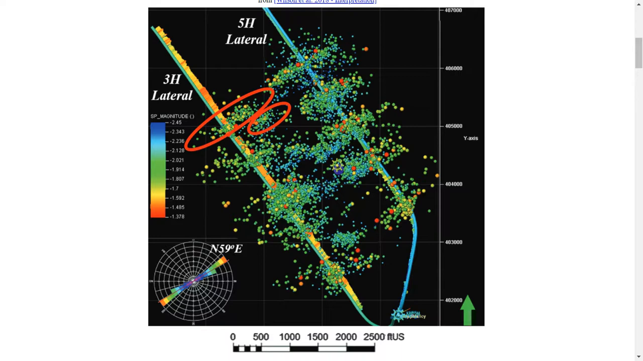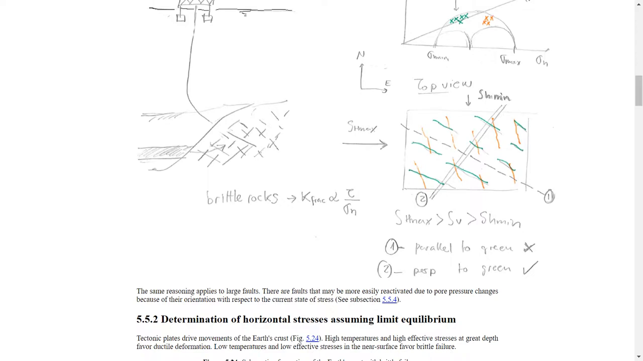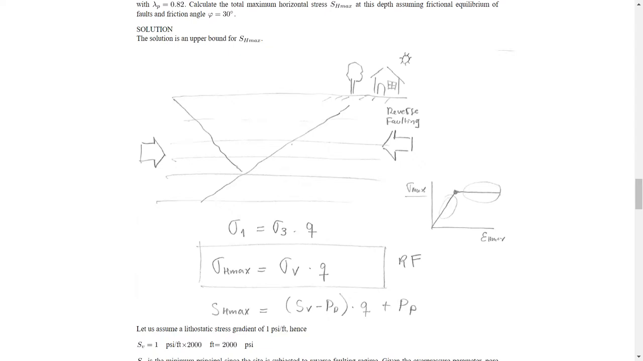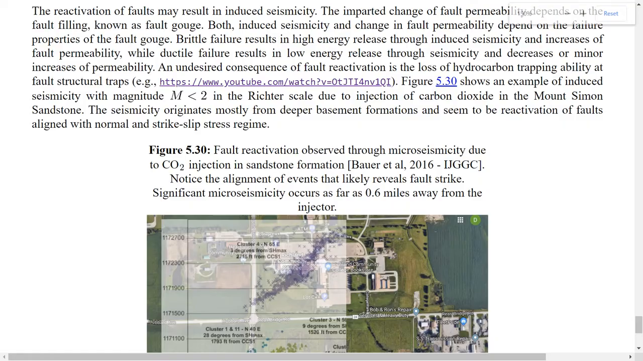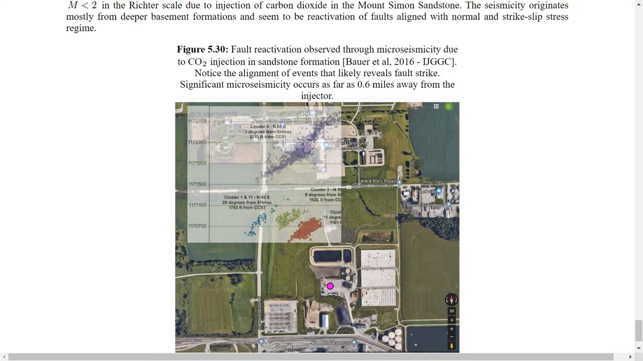Okay, so this is on the good side of fault or fracture reactivation because you increase permeability. I recommend you read my notes here. I have a little more of an explanation about that. But in some other cases, it may not be beneficial, or it may be something that you want to avoid. In this example, you have microseismic clouds again, here and there on this plot. Look how aligned they are.